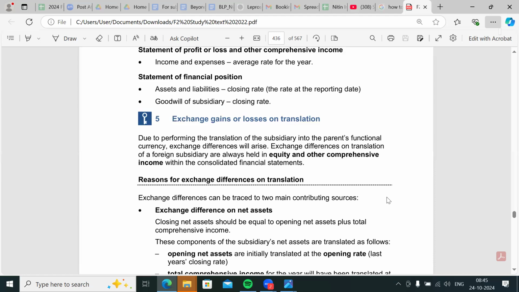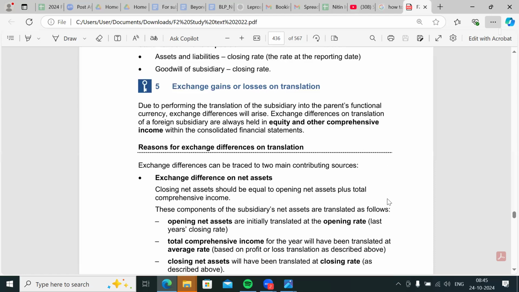Going forward, exchange differences can be traced to two main things. Exchange differences on the net assets. I just told you an example, the land value. I said the land was showing as 150, now it's become 160, right? So you're adding 300 plus 150, 450. Next year you're doing 300 plus 140 or whatever. So closing net asset should be equal to opening net asset plus the total comprehensive income.